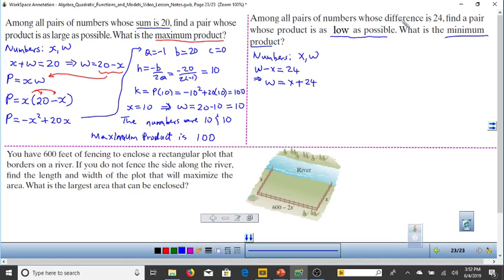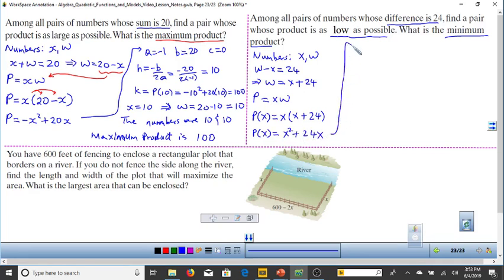Because they said their difference is 24. So one minus the other. So let's just choose w as the larger number, or the greater number. w minus x is 24. We also know that their product, again, is equal to x times w, which I can now replace with x times (x plus 24). When I do that, I now have the equation p of x is equal to x squared plus 24x.